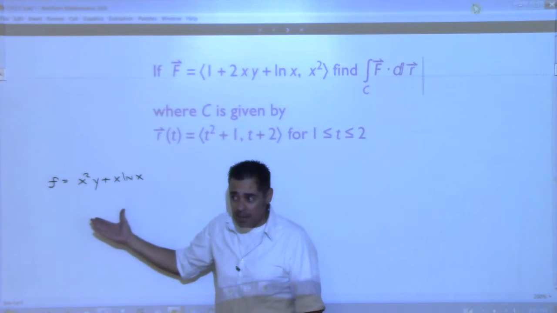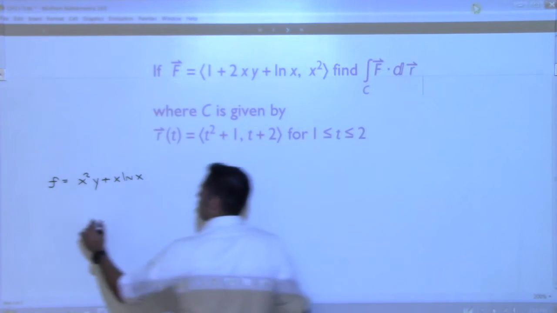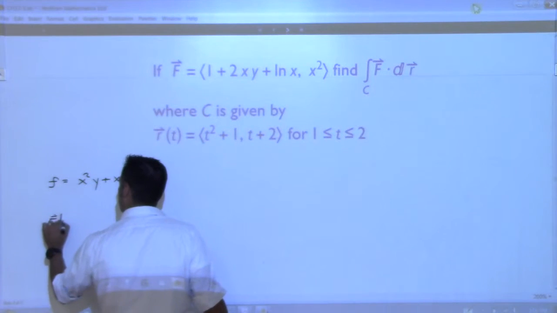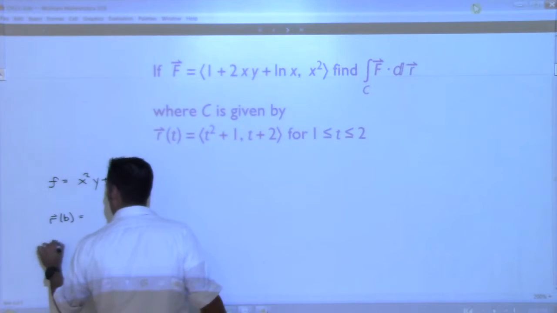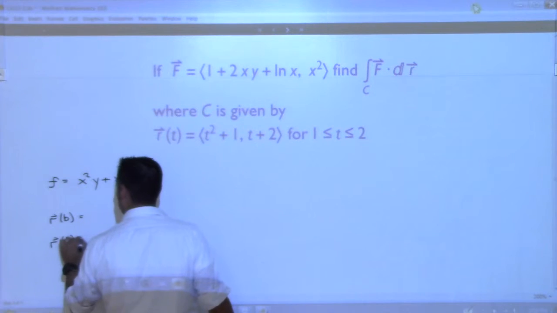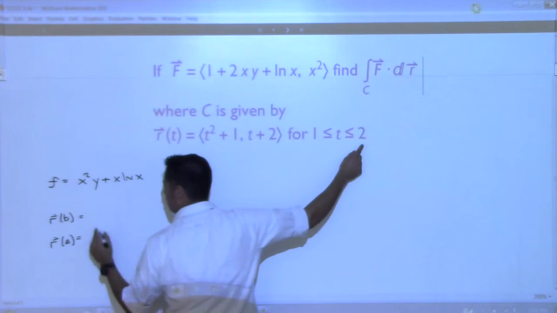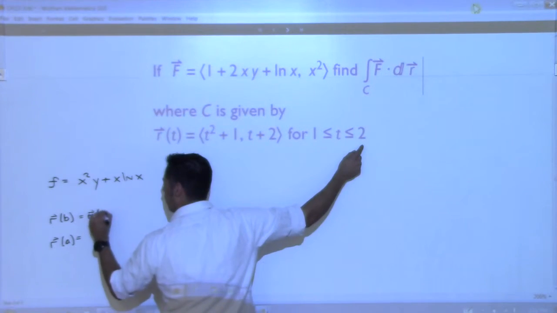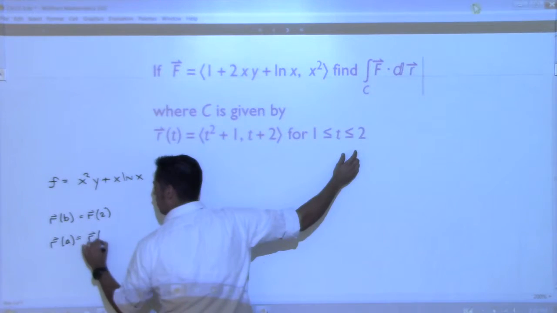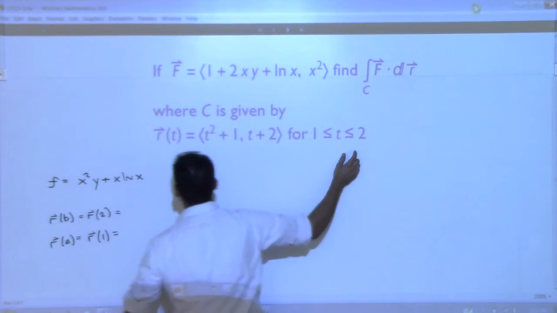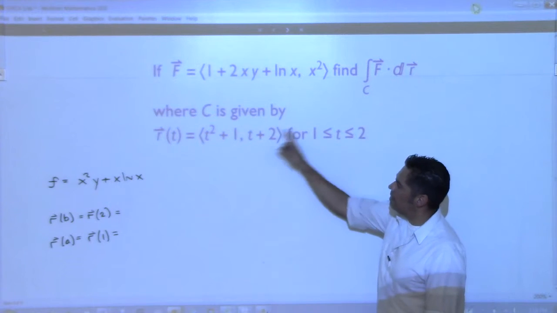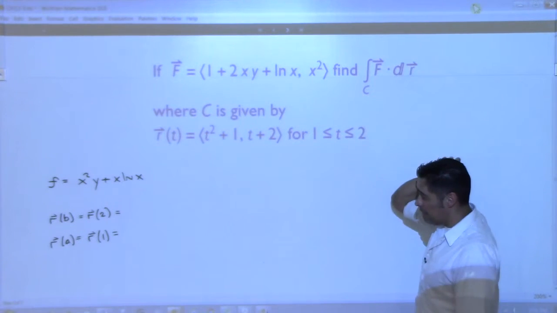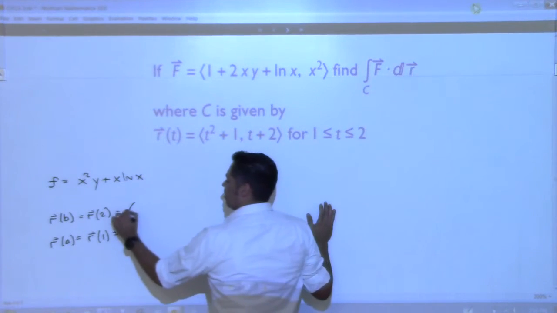So let's go find my endpoints. What is R of B for us? And what is R of A? So you need to know what A and B are. R of B is R of 2 and R of A is R of 1, right? So we're going to plug 2 into this and then plug 1 into this. So what do we get? It's a vector. What do we get here?